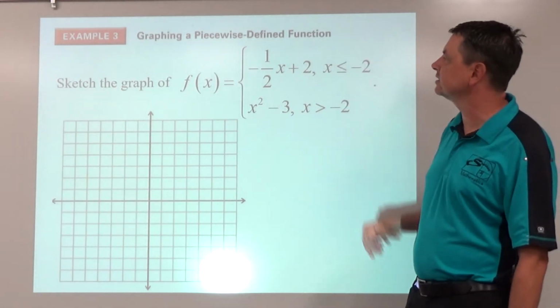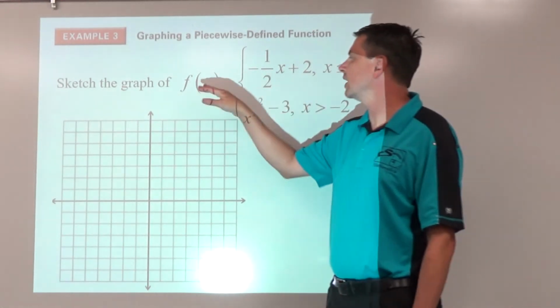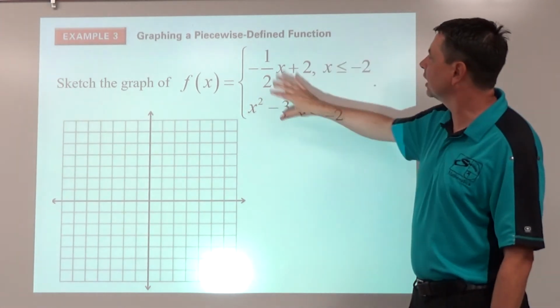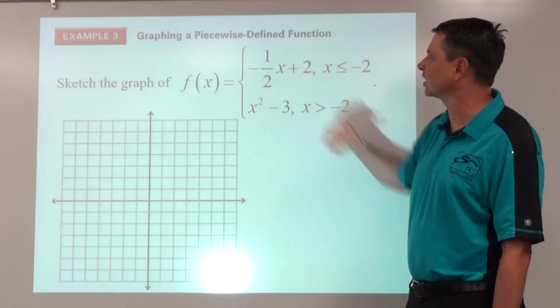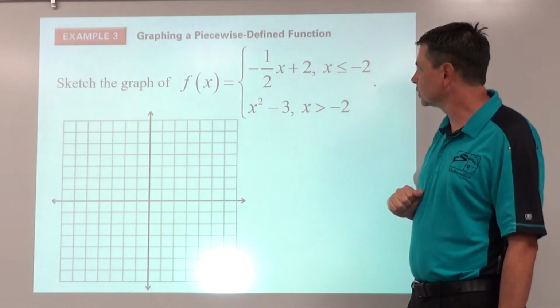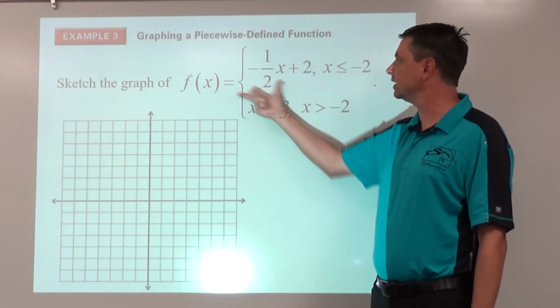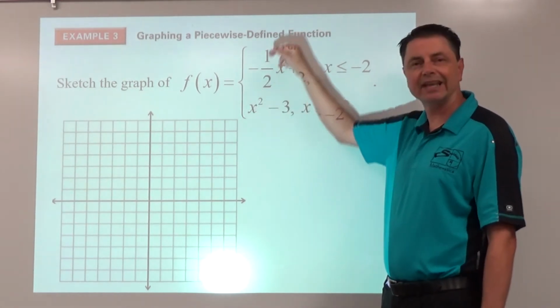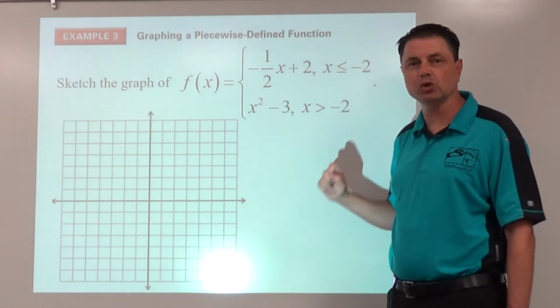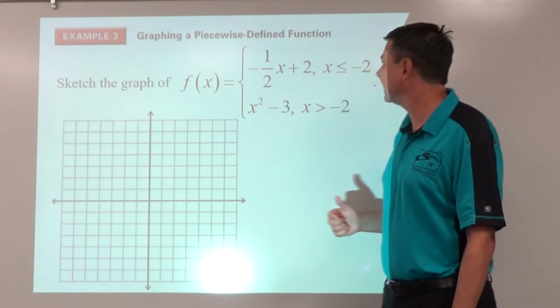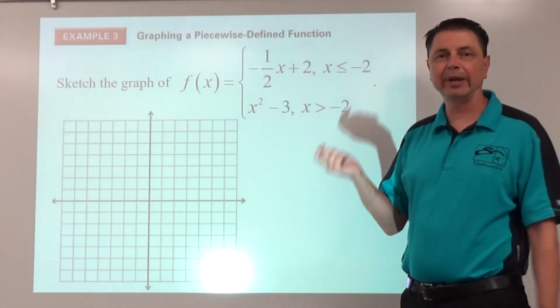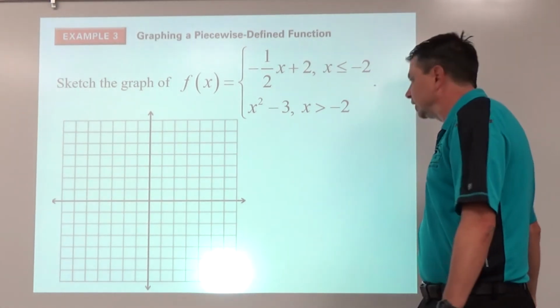Graphing a piecewise defined function, sketch the graph of f of x. We've looked at evaluating these, but we haven't graphed them yet. So the first thing we're going to do is take a look at this part here. We're going to look at what we're graphing here as a function. It looks like an mx plus b situation, so we're going to be graphing a line, and here's where pencils might be really useful.